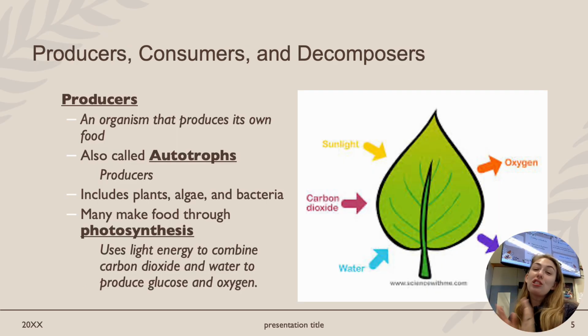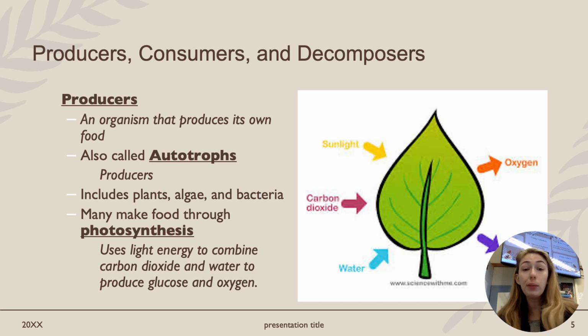You have producers, consumers, and decomposers. Producers are an organism that produces its own food. It's also known as an autotroph. Okay? It includes plants, algae, and bacteria. Many make food through the form of photosynthesis. There is like a mild exception of chemosynthesis. So it's going to use light energy to combine carbon dioxide and water to produce glucose and oxygen.